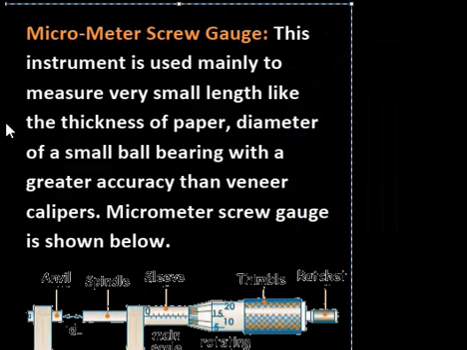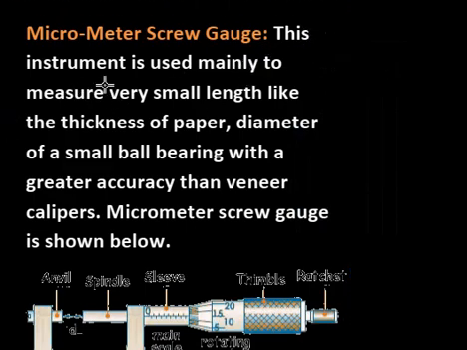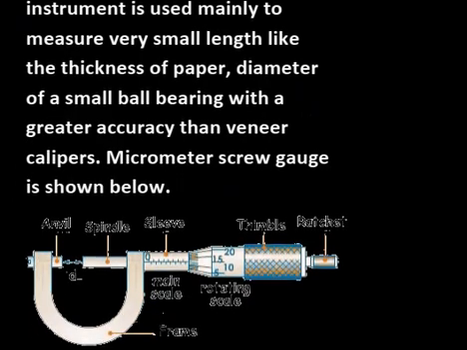Micrometer screw gauge. Now, this instrument is used mainly to measure very small lengths, like the thickness of a paper. Depending on the magnitude of the length, it needs a particular measuring instrument. You know how small the thickness of a paper is, so we use a micrometer screw gauge to really give you the accuracy. It measures small objects, like a very small ball bearing, with greater accuracy than a vernier caliper. Please take note of that.